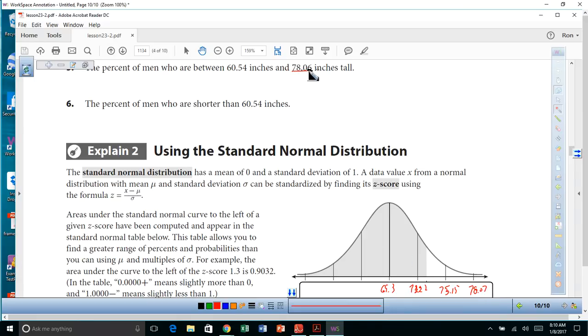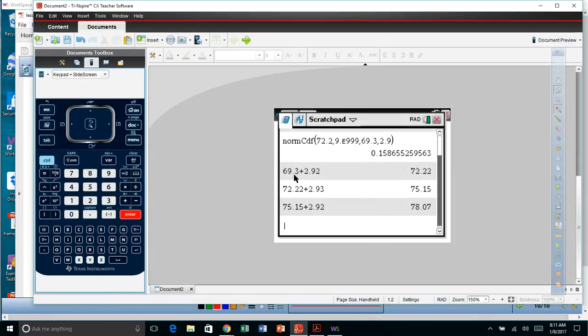All right, so that's real close to that. It was 2.92, I believe. Yep, 2.92. Did I make a mistake somewhere? 69.32. Okay, so all right.